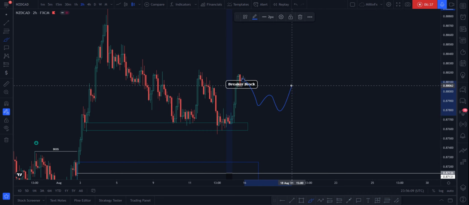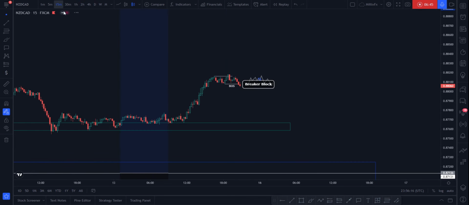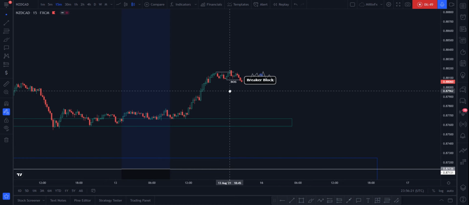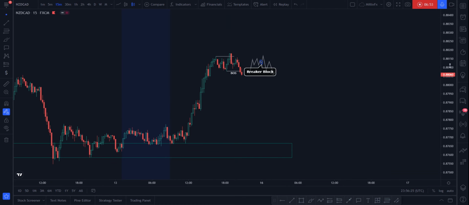Okay, but in this case, you can see that the breaker block is now found in the lower time frame of NZD CAD, which I think I should show you guys. I was analyzing this pair when I saw this. So this breaker block, it's not difficult to find. It's not difficult to spot. Now, when you look at it on the 15-minute time frame, you're not going to see this. You are never going to see this.